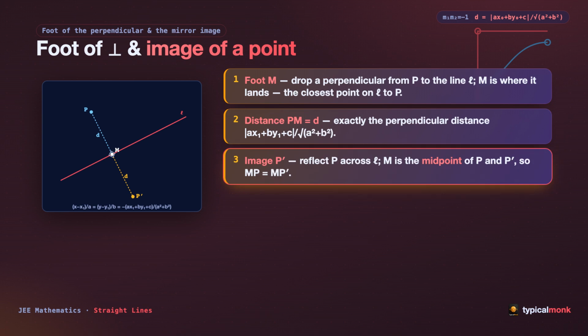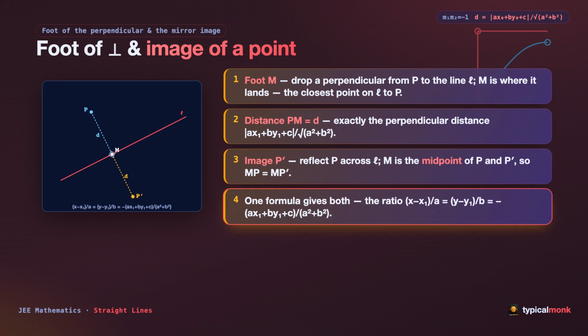The image P dash: reflect P across the line as in a mirror. M is the midpoint of P and P dash, so the distance MP equals the distance MP dash. The image sits as far behind the line as P stands in front.